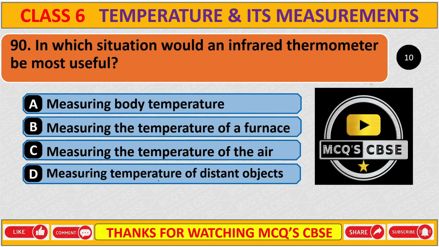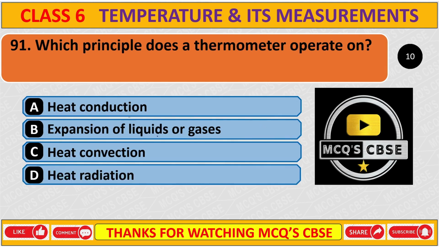In which situation would an infrared thermometer be most useful? And correct answer is D. Measuring temperature of distant object. Which principle does a thermometer operate on? And correct answer is B. Expansion of liquid or gases.